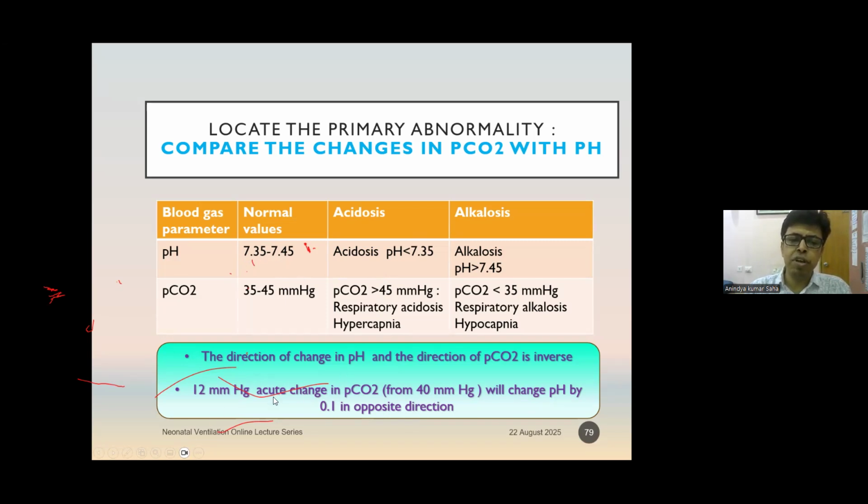So we have to see whether the pH is 7.2 or not. If this is matching, then there is respiratory acidosis, and the value is matching also. This way we can see whether the PCO2 change is comparable with the change in the pH. Again, if there is alkalosis with pH more than 7.45 and the PCO2 is less than 35, we can directly call it respiratory alkalosis.